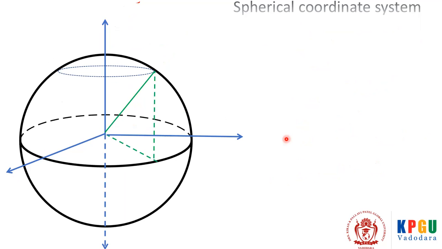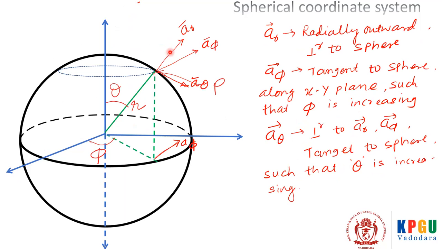Now let's see the unit vectors. If this point is P on the surface of this sphere, then how are the unit vectors AR, A theta, and A phi going to be? So you can see AR is acting in such a fashion that it is radially outwards. If I draw a line joining the origin to the point P, it is radially outwards, in a direction where the radius is increasing, and it is perpendicular to the surface of the sphere. So that is the direction of AR.